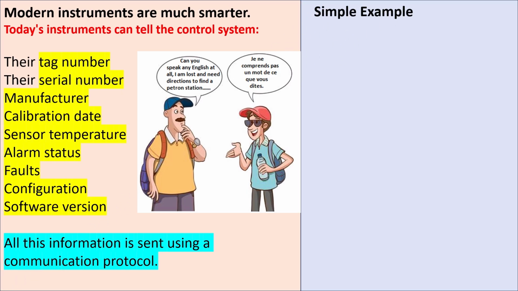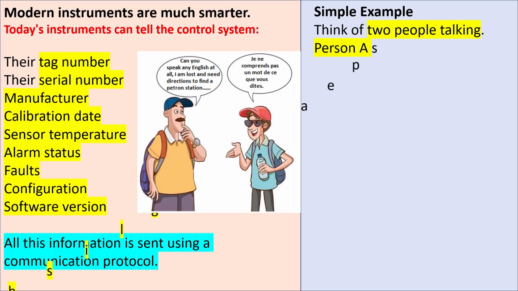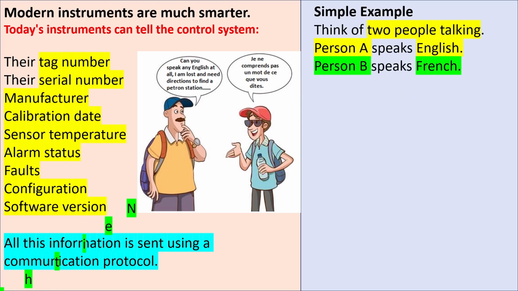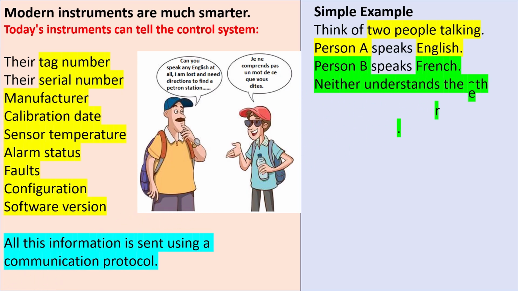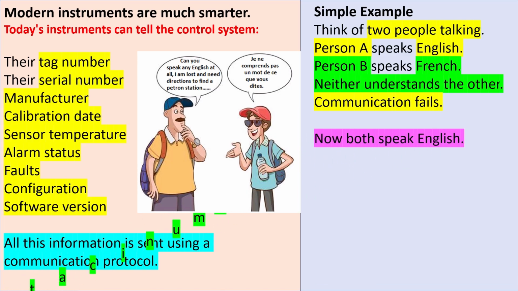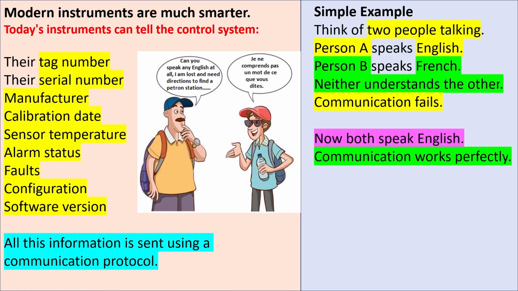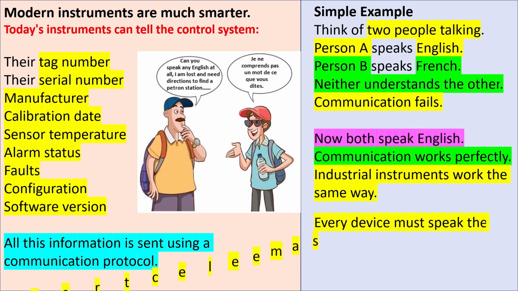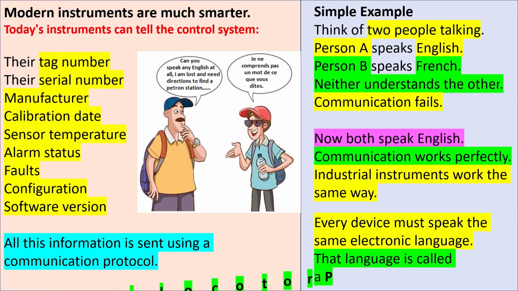A simple example. Think of two people talking. Person A speaks English. Person B speaks French. Neither understand the other. Communication fails. Now, imagine they both speak English. Communication works perfectly. Industrial instruments work the same way. Every device must speak the same electronic language. That language is called a protocol.